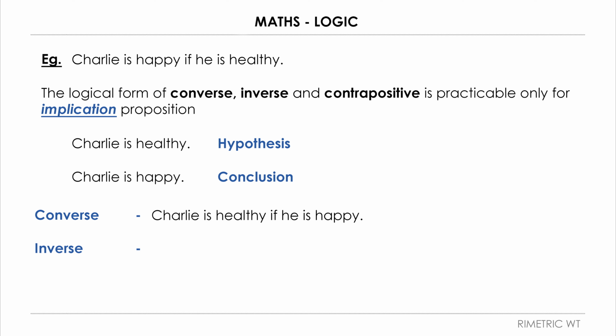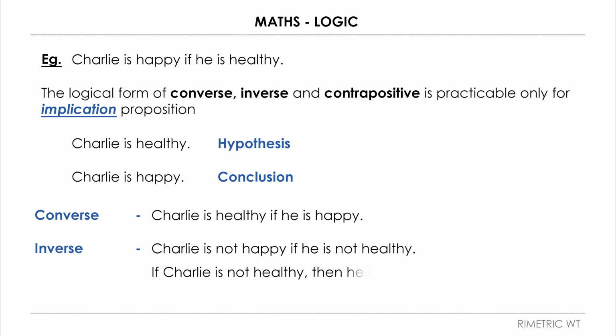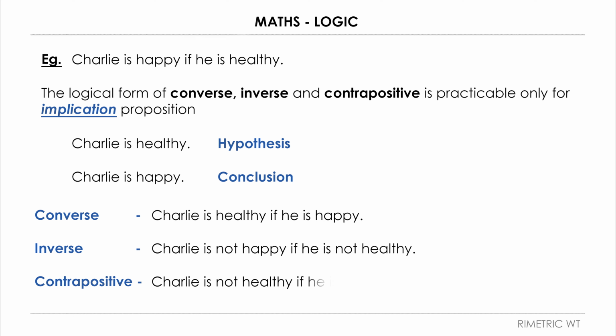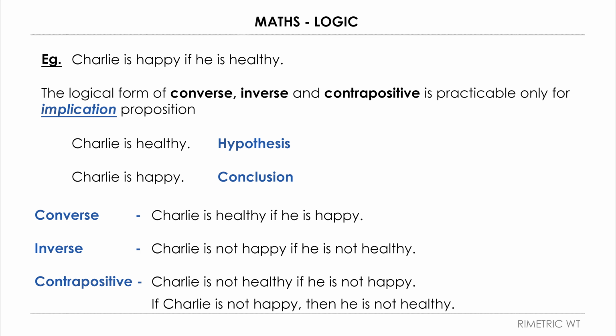The inverse is found by negating both the hypothesis and the conclusion without changing their positions. The result will be Charlie is not happy if he is not healthy, or if Charlie is not healthy, then he is not happy. The final one is the contrapositive, which is a combination of the converse and the inverse. This means we swap the hypothesis and the conclusion and then negate both of them. By doing that, we find the contrapositive to be Charlie is not healthy if he is not happy, or if Charlie is not happy, then he is not healthy.